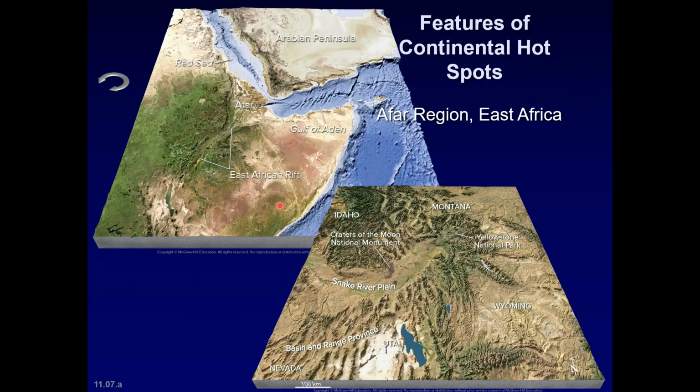We've talked a lot about hot spots, and we'll focus in on continental hot spots. Okay, so up top you have the Afar region in East Africa. The hot spot there is interpreted beneath that region, right? And near the hot spot, the Arabian Peninsula has pulled away from Africa along the Red Sea and the Gulf of Aden. The Red Sea, the Gulf of Aden, and the East African Rift come together in the Afar region. And the East African Rift might never be large enough to be an ocean basin.